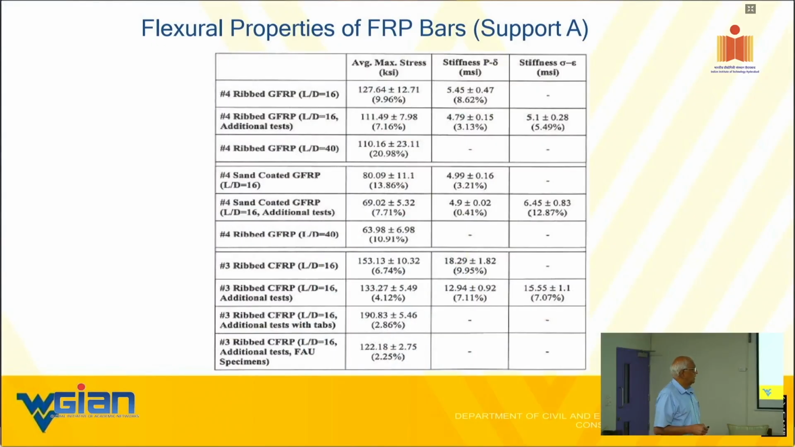And again, I want to repeat myself. I want you to keep in mind, if you exceed the L over D ratio of 38, 40, you're going to get a nonlinear response. Your d square y over dx square is equal to Mx over EI. You remember that? Good. Where is the nonlinearity coming from there?